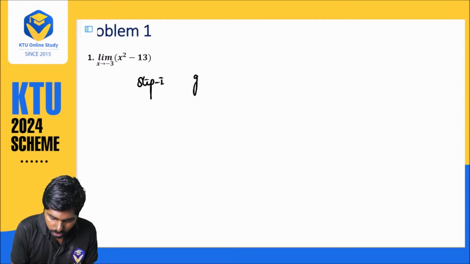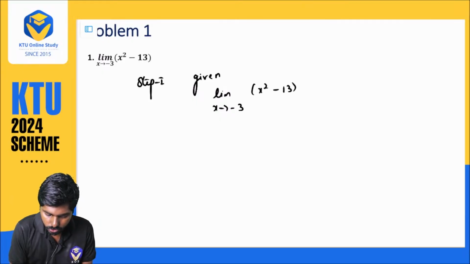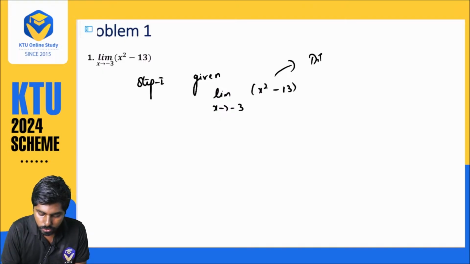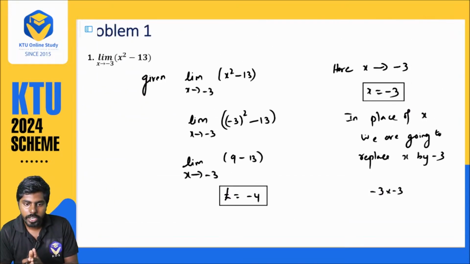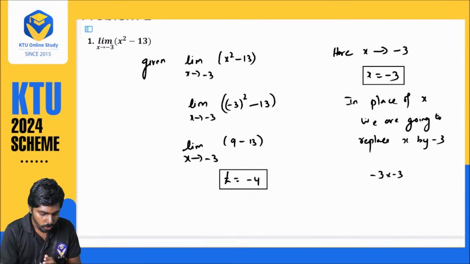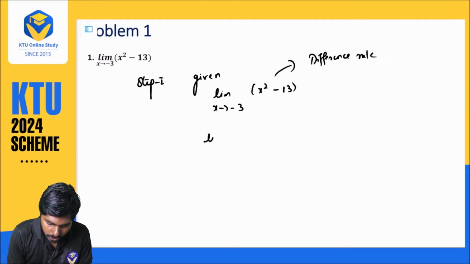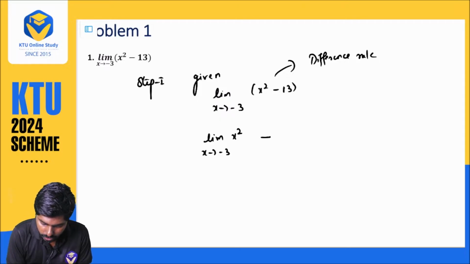So, step number 1: write the given, limit x approaches -3 of x square minus 13. We can split it because this is the difference rule. If you want, you can split it, or you can try the first method. Both are correct and give the same result, but the step-wise presentation will attract the examiner. So now you can split like this: limit x approaches -3 of x square minus limit x approaches -3 of 13.